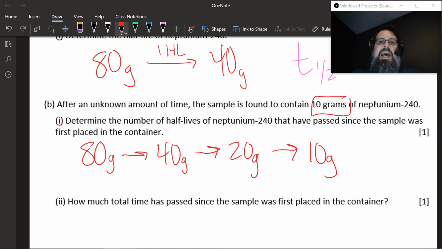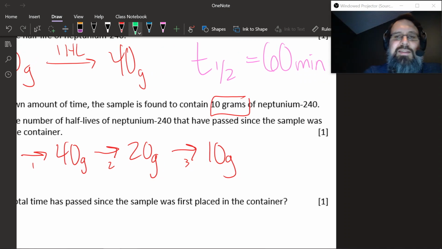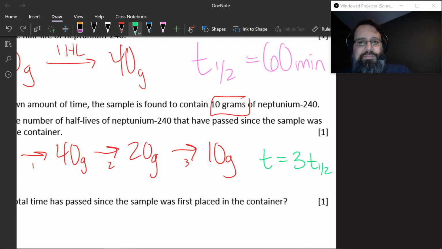And now you just have to say how many half-lives this was. Each time there was an arrow that represented a half-life. So there's 1 half-life, 2 half-lives, and 3 half-lives. So that means the time has been equal to 3 half-lives. So 3 half-lives have passed.